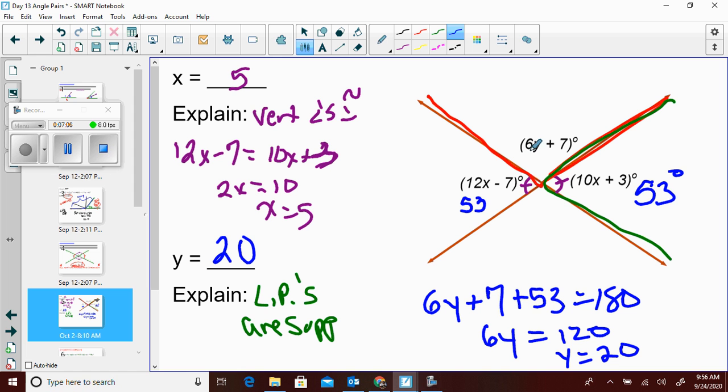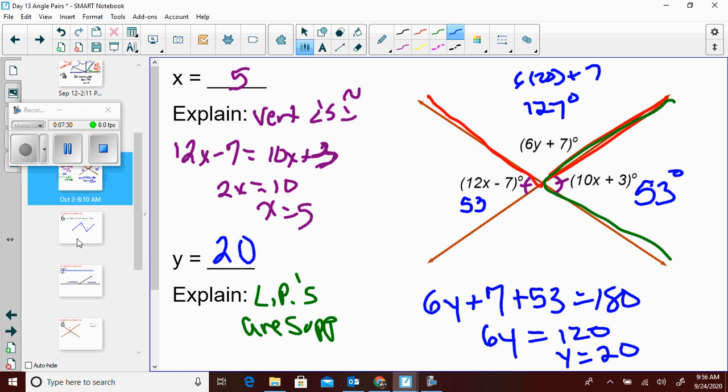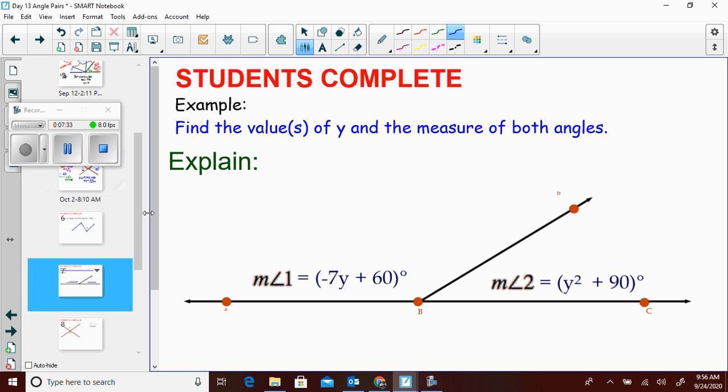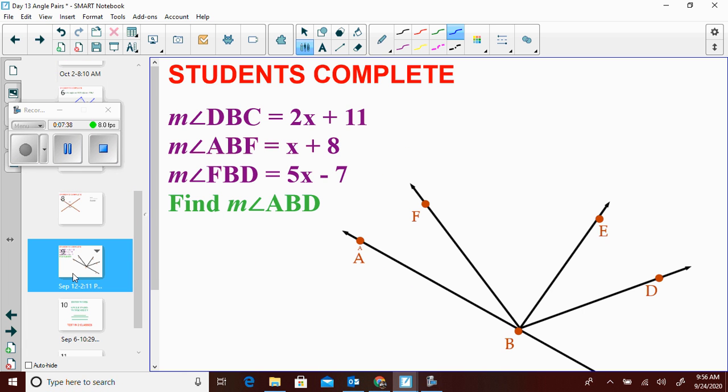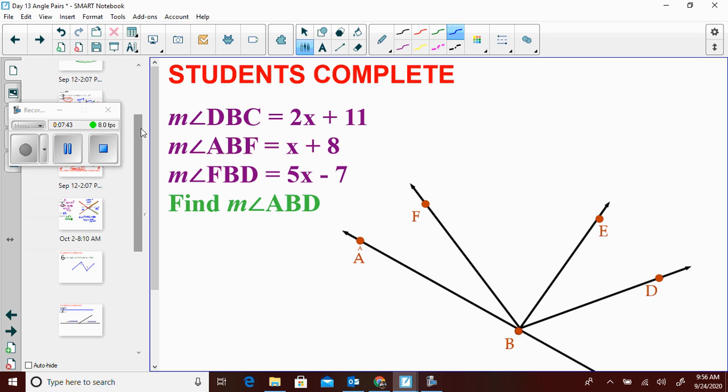We can check it out. 6 times 20 plus 7 is 127 degrees. 127 and 53 give me 180. Hey guys, so in review, we have vertical angles are congruent, and we have linear pairs are supplementary. There are two new reasons we have, explanations we have in geometry to set up algebraic equations. I want you guys to work on problems 1, 2, 3, 4, okay? Work on those 4 problems. They're in your notes. Put them in, and then we'll go over them next class.